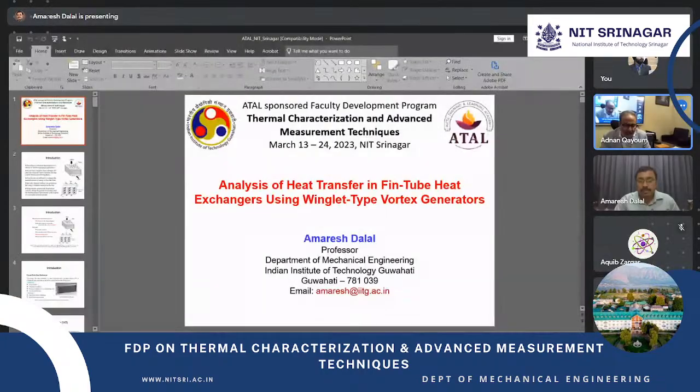Professor Dalal has received the K.N. Seetharamu Medal and Prize for Best Young Researcher in Heat Transfer 2017 from the Indian Society of Heat and Mass Transfer. He has more than 93 international publications in journals of repute. He has guided more than 11 PhD students and more than 60 MTech students. So I invite Professor Dalal to present his expert lecture. The title of today's lecture is Analysis of Heat Transfer in Fin Tube Heat Exchangers using Winglet Type Vortex Generators. Over to Professor Dalal.